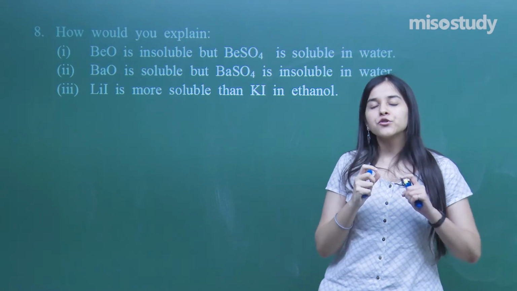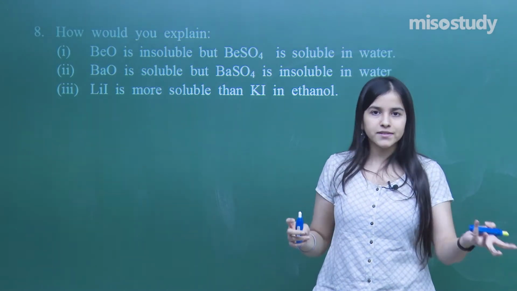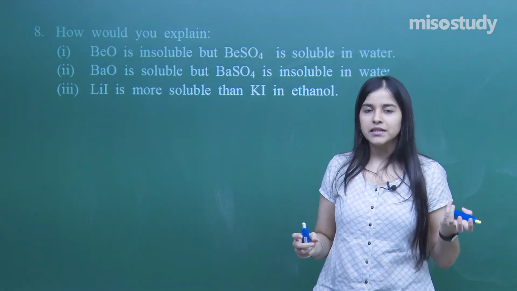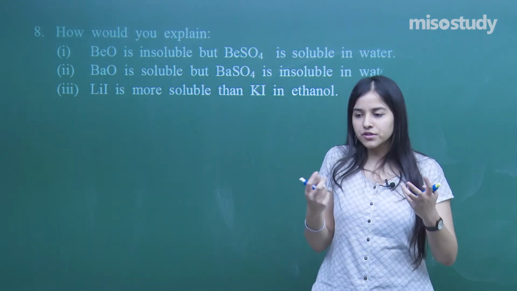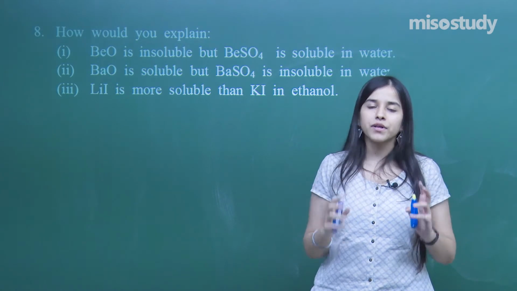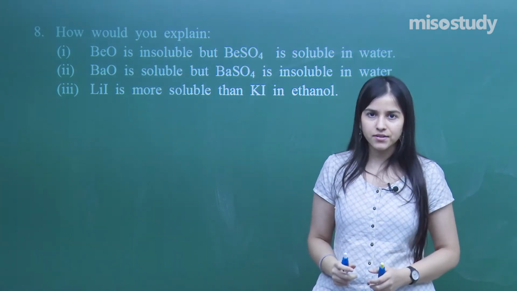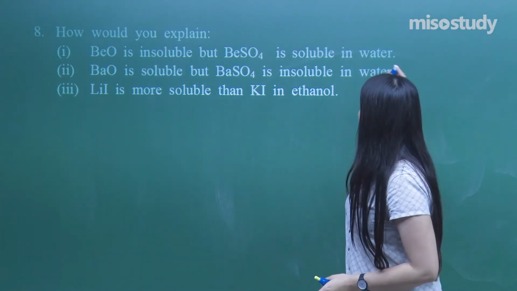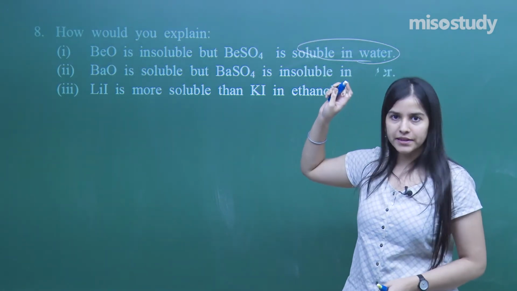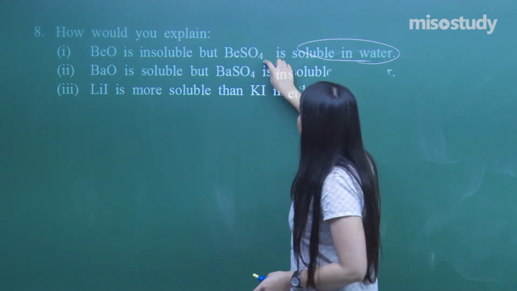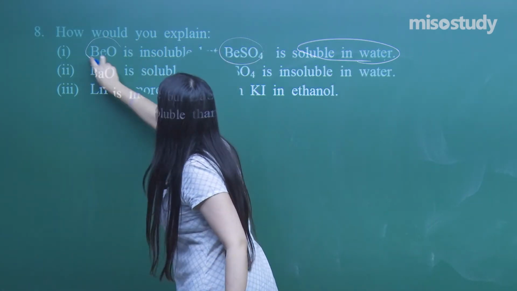So, first of all, what should be your approach? BeO, all of a sudden some compound comes up. They are telling that it's soluble, the other is not. Out of all the reasons, what reason can you apply so that you get the exact right answer? See here, first of all, we are checking the solubility in water, clear? And what I've got is BeSO4, BeO.